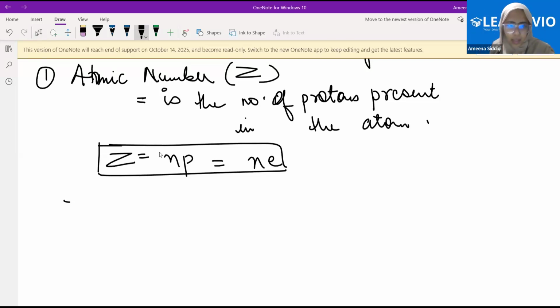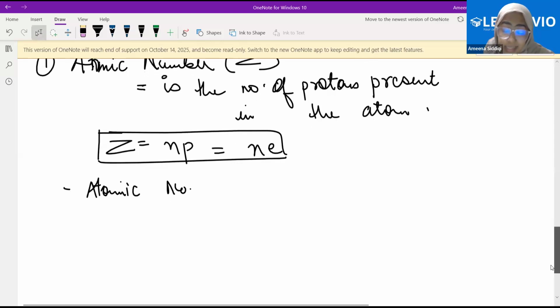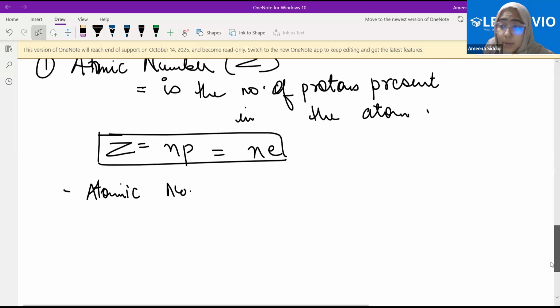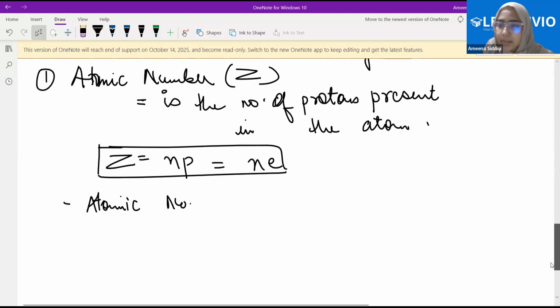Atomic number. You can write this in your own words, whatever you have understood. Basically, atomic number tells you whether the atom is the same or not. It indicates whether the atom is the same or not. If the atomic number is the same, the atom is the same.